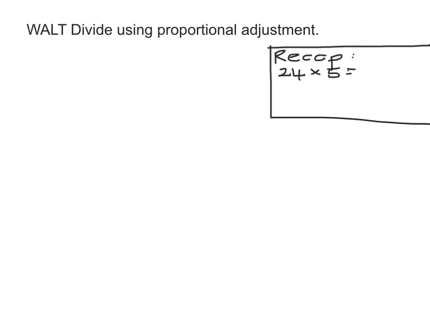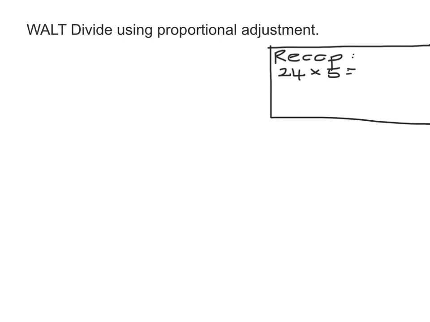Today's strategy sees us doing division sums using proportional adjustment. This follows on from a session we've already had where we used proportional adjustment to multiply, and so I'm going to spend a little bit of time recapping on the main ideas there so that the differences between using proportional adjustment for multiplication and division are fresh in your mind.